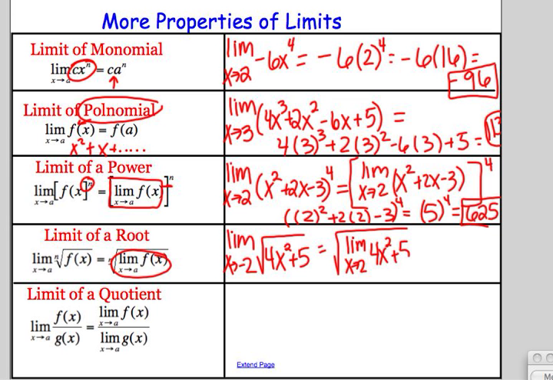To find the limit, I'm just going to plug the 2 in for the x. So we're going to get 4 times 2 squared plus 5. I'm sorry, it's a negative 2, isn't it, here? It's going to be 4 times 4, which is 16, and 16 plus 5 is 21. So we get the square root of 21 as the answer.